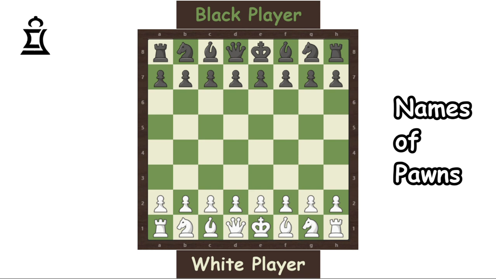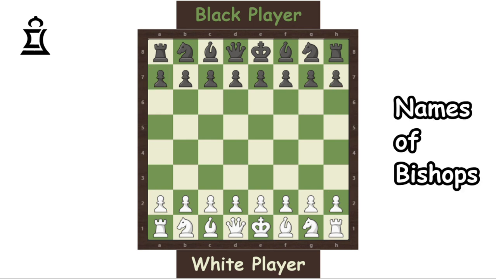Names of pawns. All pawns are identical, so they don't have individual names. However, after placing them on the board, the pawns can be named according to the piece in front of them. For example, the pawn in front of the king is called the king's pawn, and the pawn in front of the queen is called the queen's pawn. Similarly, we have the bishop's pawn, knight's pawn, and rook's pawn.